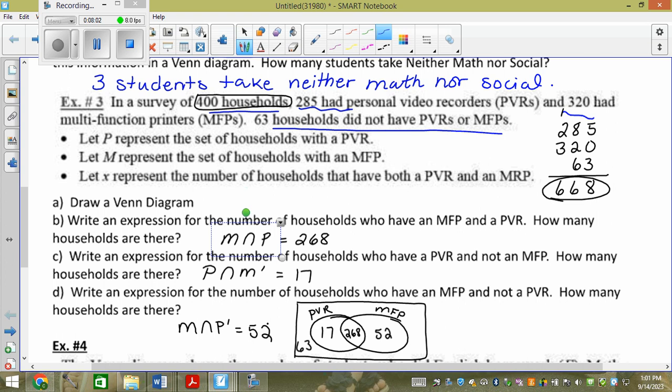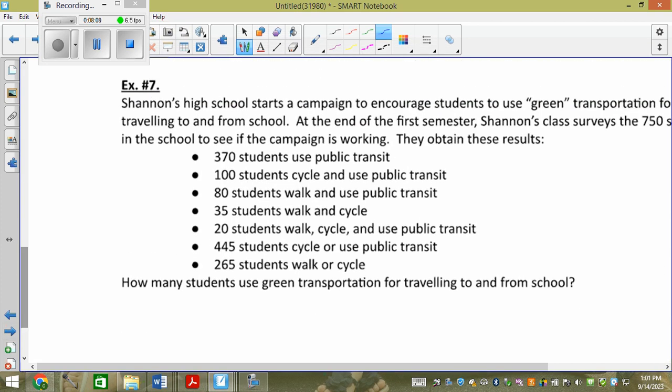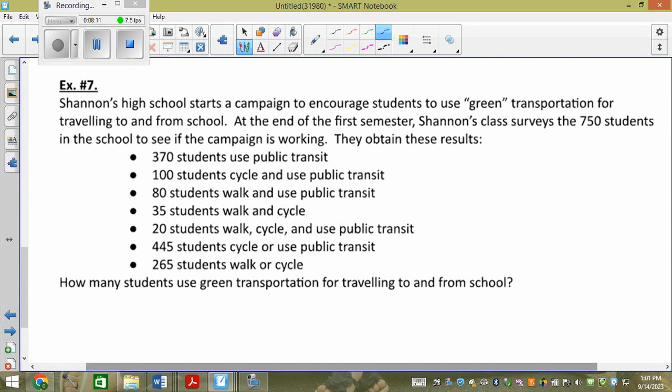We're going to do the rest of them tomorrow, but I want you to go down to 7 because we're going to talk about 3 circles today. We're looking at 7 right now. So 3-circle Venn diagrams have a lot more information, correct? As opposed to a 2-circle. 2-circle Venn diagrams have 4 pieces of information to fill out. 3-circle Venn diagrams have 8 pieces of information.